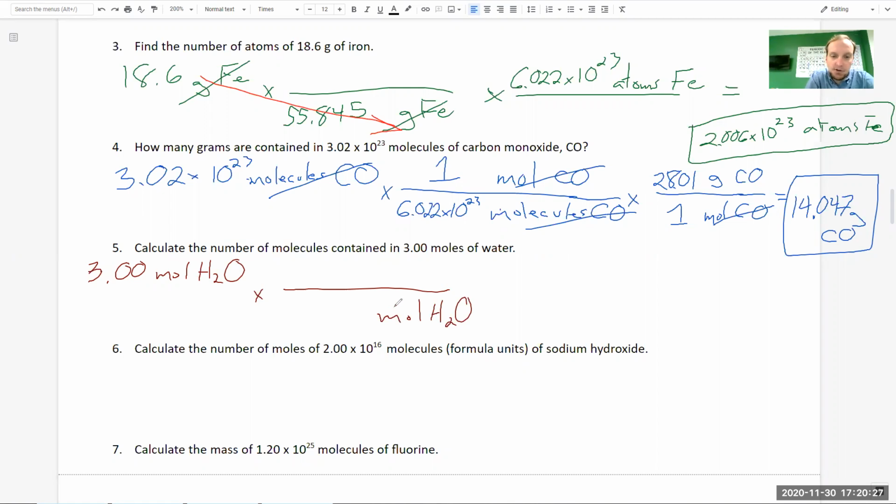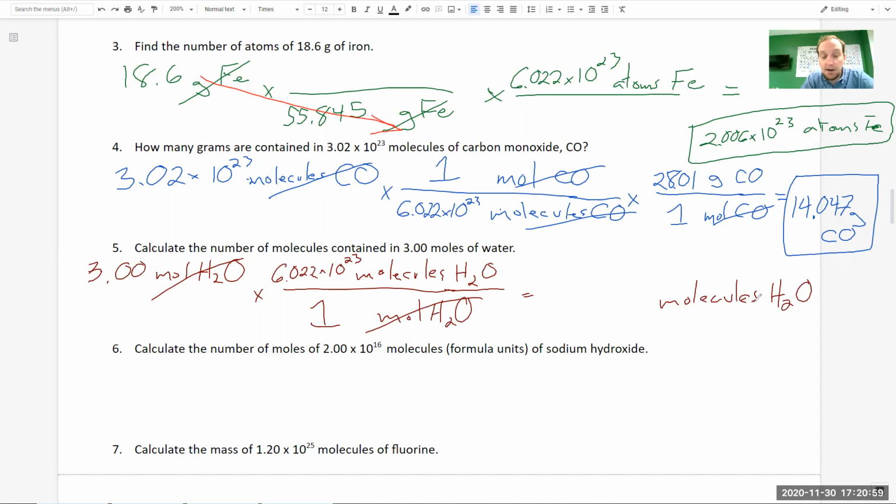Now from moles into molecules, that is something that we do know the conversion factor for, because again, that's Avogadro's number. So I could do a direct conversion, which is nice. I like when it works like that, because I know that for every 1 mole of water is 6.022 times 10 to the 23rd molecules. So moles will cancel out, and what we're going to be left with is molecules of water. Now remember, a mole and a molecule, just to repeat, are not the same thing.